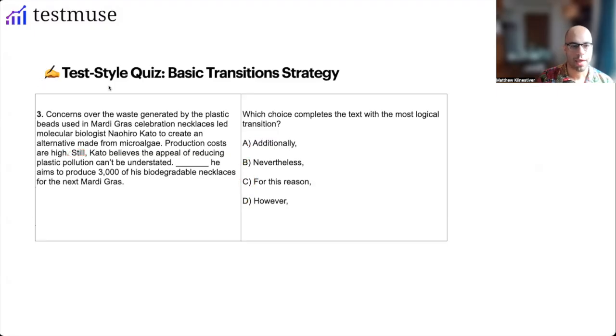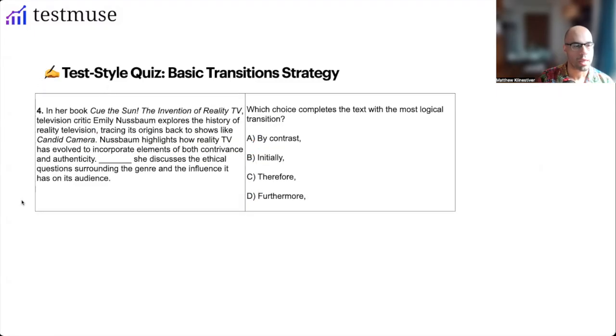Let's move to our next question. And again, feel free to pause here and solve on your own before I start my explanation. Okay. In her book, Cue the Sun, The Invention of Reality TV, television critic Emily Nussbaum explores the history of reality television, tracing its origins back to shows like Candid Camera. Nussbaum highlights how reality TV has evolved to incorporate elements of both contrivance and authenticity. She discusses the ethical questions surrounding the genre and the influence it has on its audience.